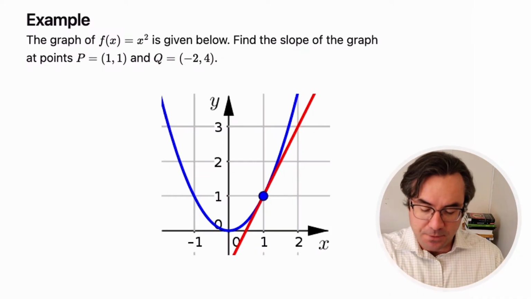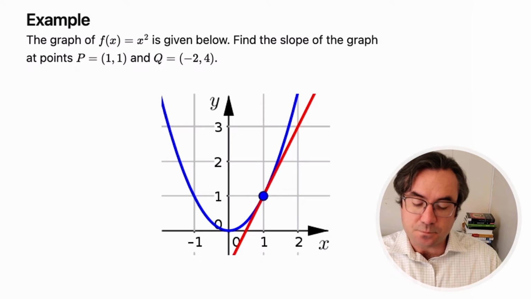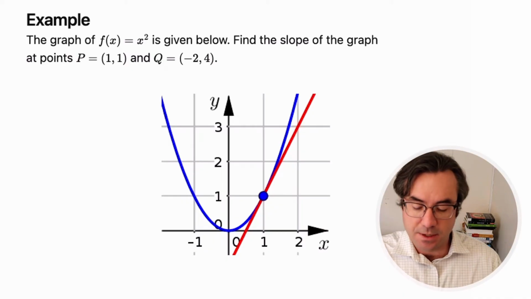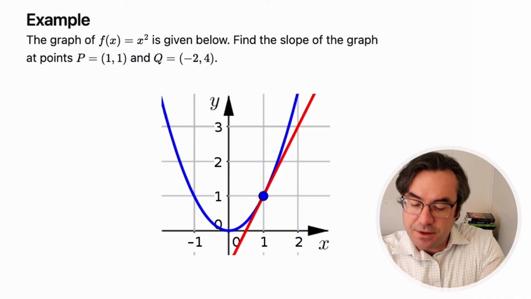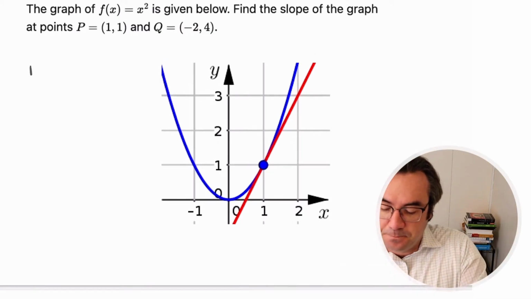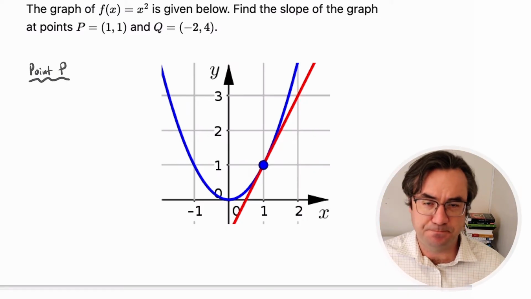All right, so first of all, when we're trying to find the slope of the graph, we need to use the slope of the tangent line. So let's start with point P. We're going to do our slope calculation.